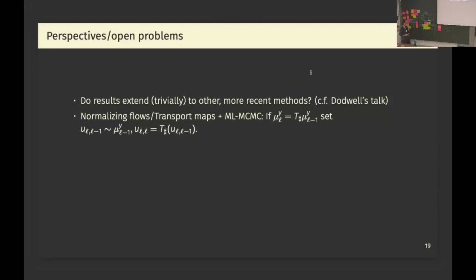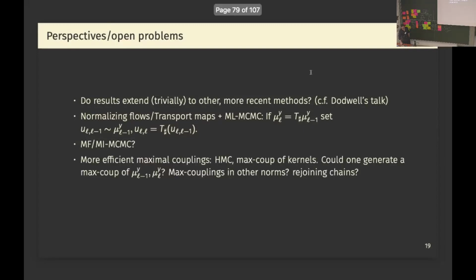Another interesting idea would be to create this coupling by using normalizing flows or transport maps, in the sense that if one can create this mapping T that maps the posterior at level L-1 to the posterior at level L, one can create this sort of algorithm by sampling U_{L-1} from the posterior and then using this mapping T. Another interesting idea would be to see whether the extension of these methods to a multi-fidelity or multi-index context is immediate.